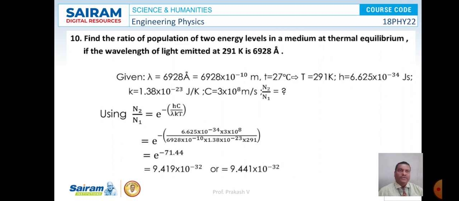So what is the value of N2 by N1? We know that N2 by N1 is equal to e to the power minus hc by lambda kT. So substitute the values of h, c, lambda, k, T here. On simplification, we will get e to the power minus 71.44, and on further simplification, the value of N2 by N1 will be 9.419 into 10 to the power minus 32. So this is the solution for the given problem.